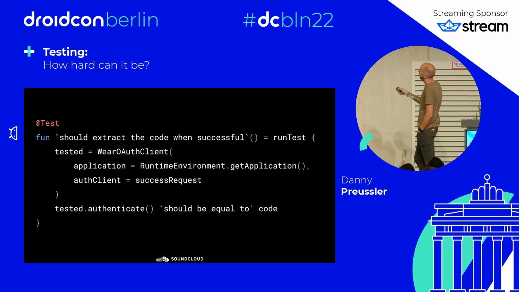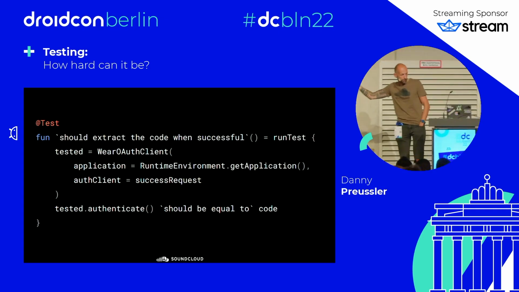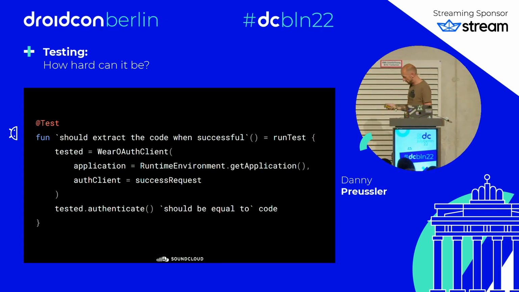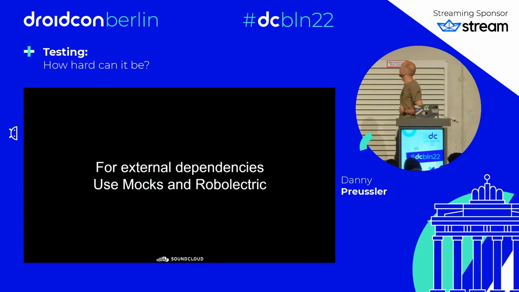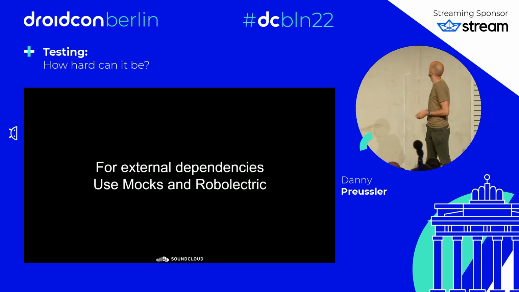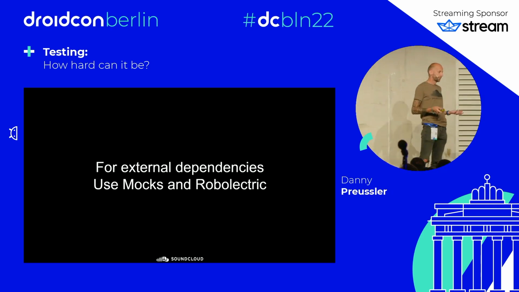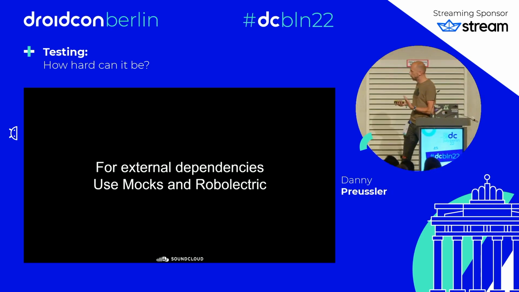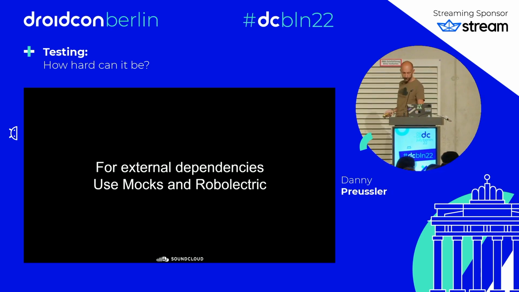But all I'm testing is, hey, when I call authenticate, then this code that I set up earlier is returned. That was the one that we put in the mock. Very simple test, but a lot of complex test setup. But when I have handled external dependencies, I often have to mock. I have to use Robolectric. And I'm totally fine with this, because better have a slow test than no test.